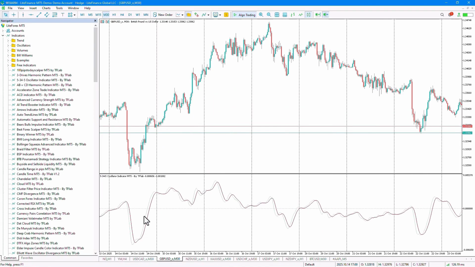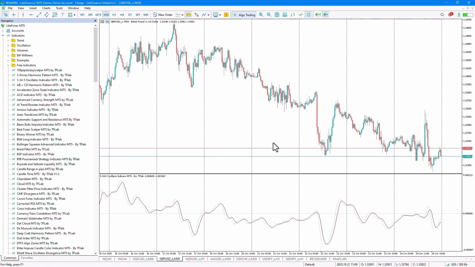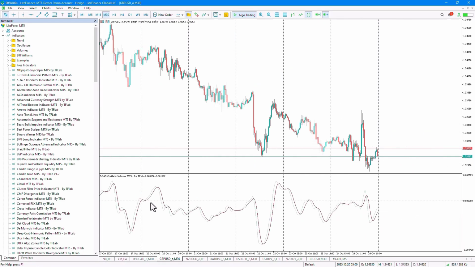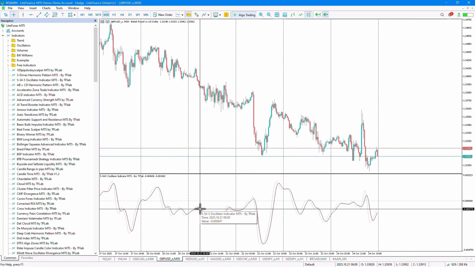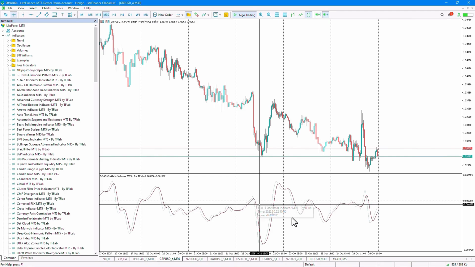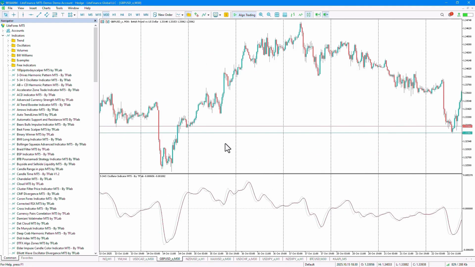And we can use the crossover of the blue and red lines as a trade entry signal to enter a buy position in the market. Similarly, when the oscillator's values move below the zero level and the blue and red lines cross, we can use that as an entry signal for a sell position and identify trading opportunities.